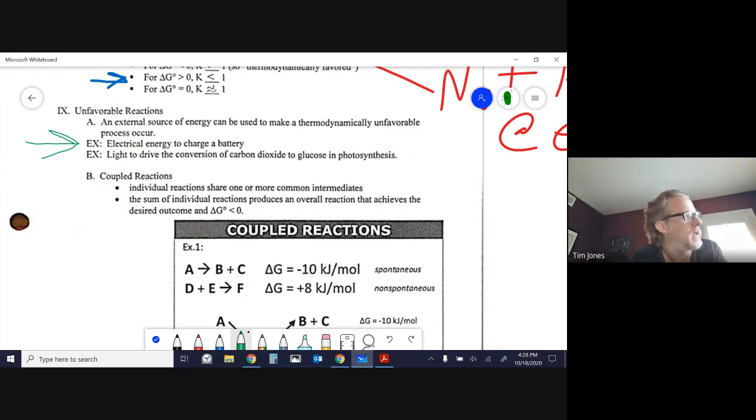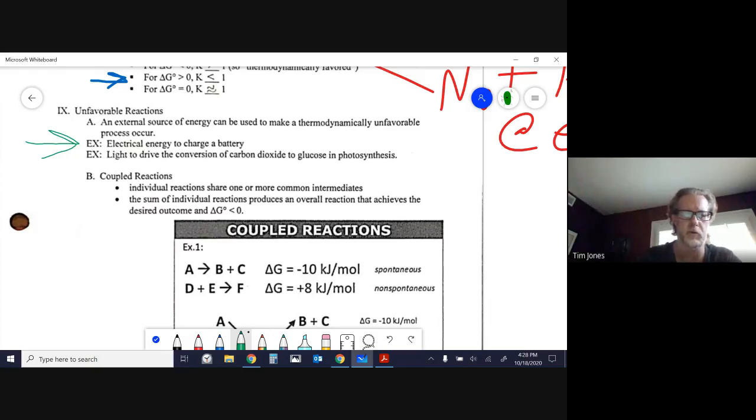And basically, you can think of it this way. A battery likes to run forwards, and if you want to charge the battery, you have to push it, you have to force it backwards by putting power into it. And we'll look at why that is the case when we get there. Another example is carbon dioxide turning into glucose. Doesn't want to happen on its own. You need to add energy, and plants have the ability to do that through photosynthesis.